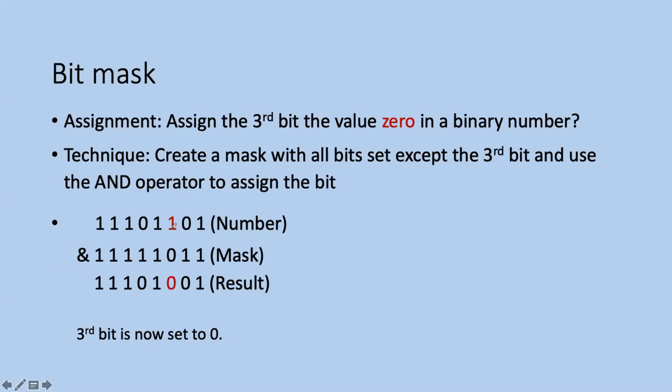So right now we have 1. I'm saying, okay, now let's change this 1 to 0. So the technique is to create a mask with all bits set except the third bit and use the AND operator to assign the bit. With the AND operator, everything's 1 except that particular third bit, which is 0. That's our mask, and we'll do an AND operation, and it'll be 0. So the third bit is now set to 0.